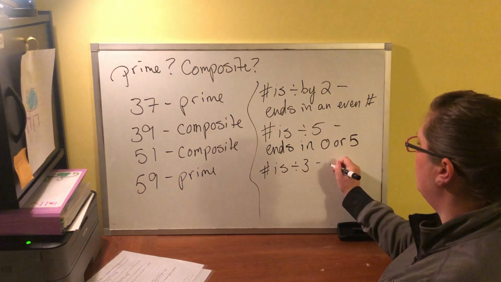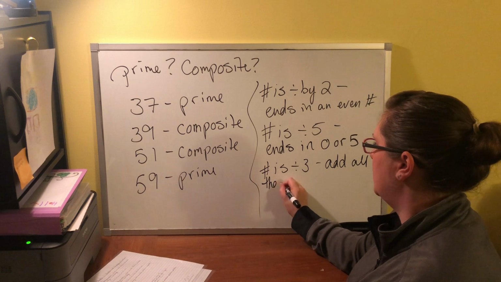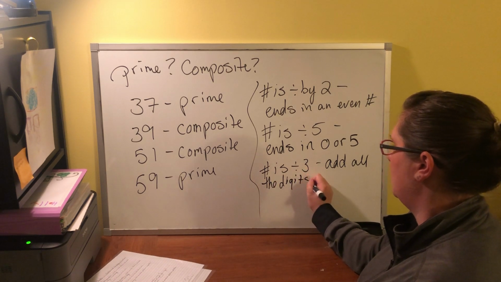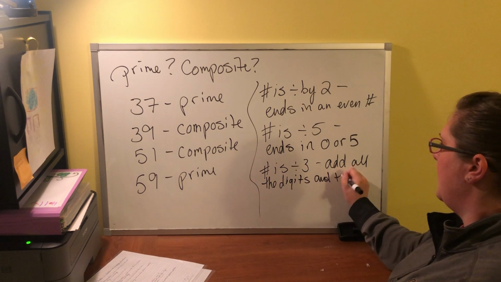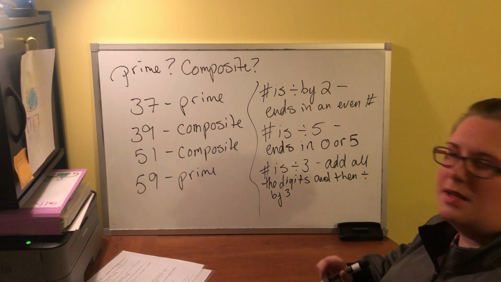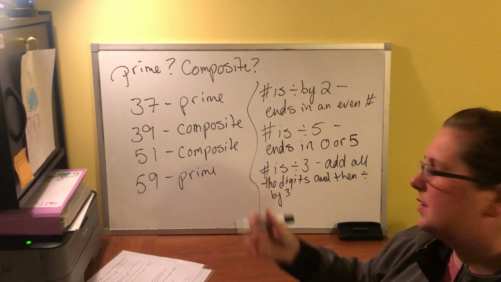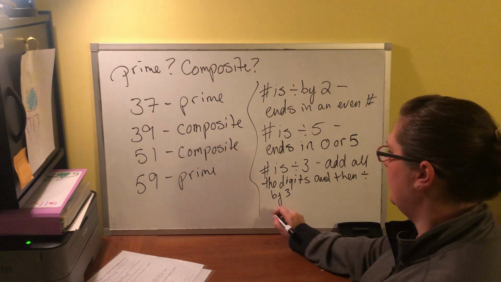You are going to add all the digits and then divide by 3, because this should be a much smaller number and something that you would know automatically is divisible by 3. So for example, let's look at 51.